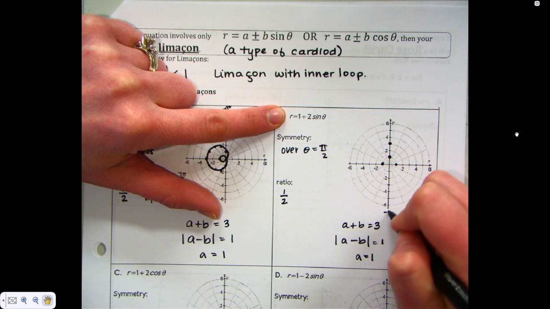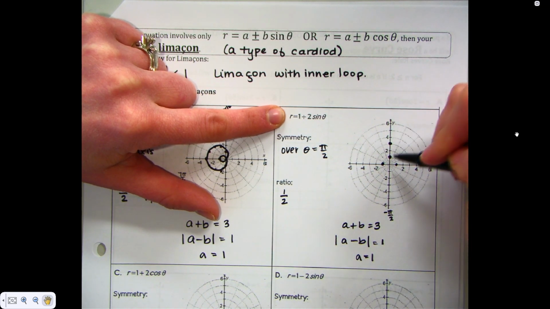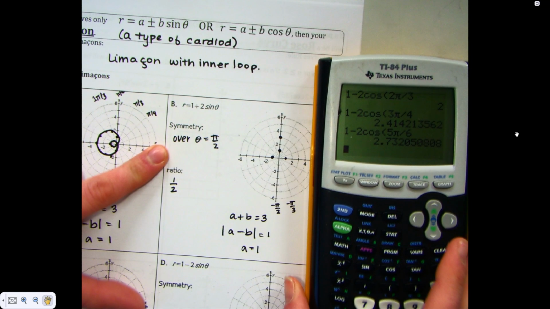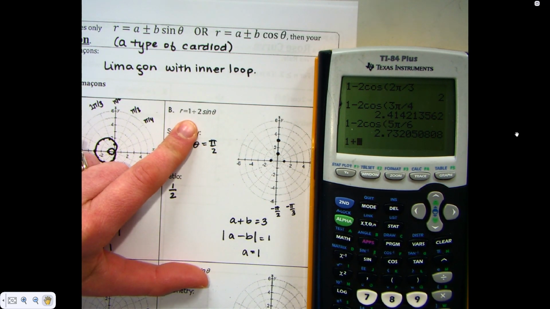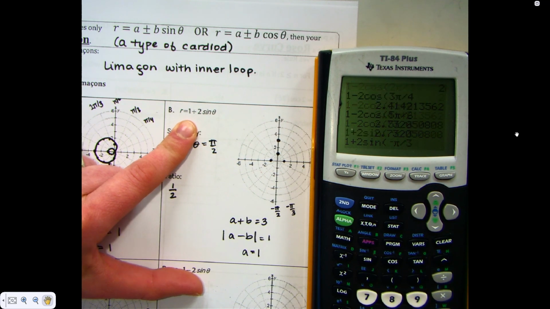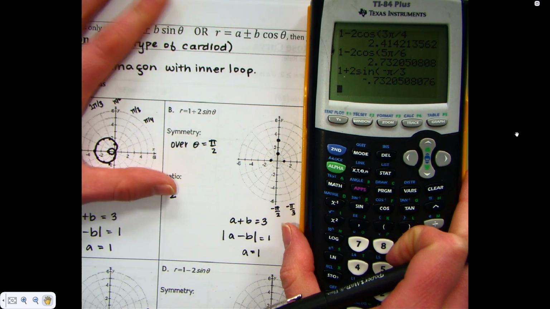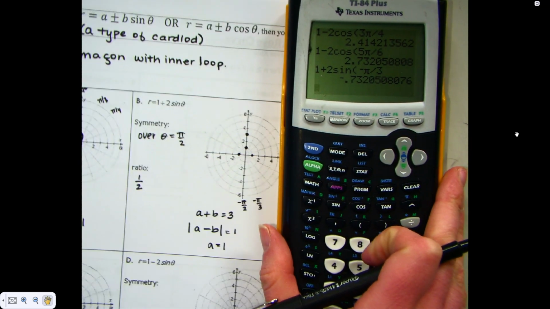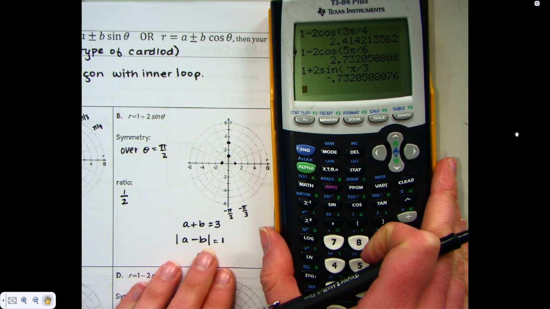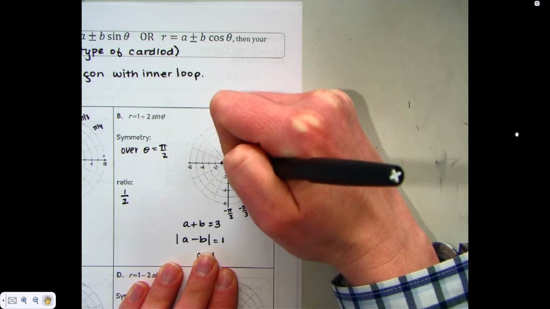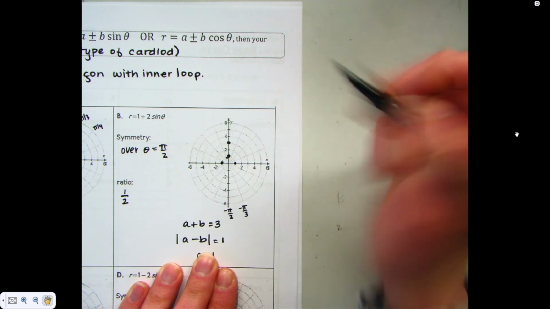So if I plug in something like negative pi over 2, that is what's giving me my end of my inner loop. And negative pi over 3, I'll use my calculator to help me out. Right, I have 1 plus 2 times the sine of negative pi over 3. That's giving me about negative 0.7. Move this over just a little to help with the lighting. And so in that direction, negative pi over 3, but it's a negative 0.7, so it's going backwards. It would plot right about here.